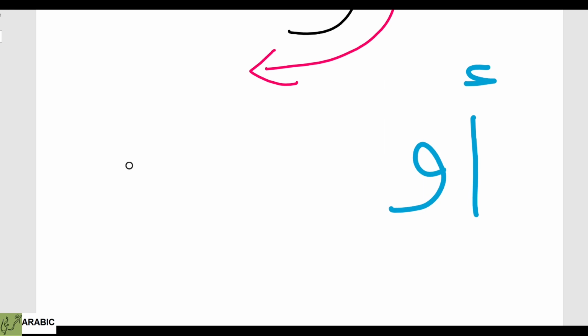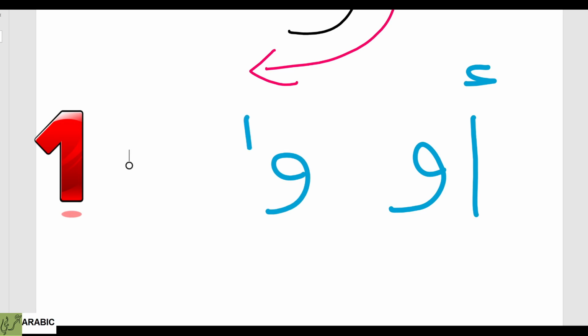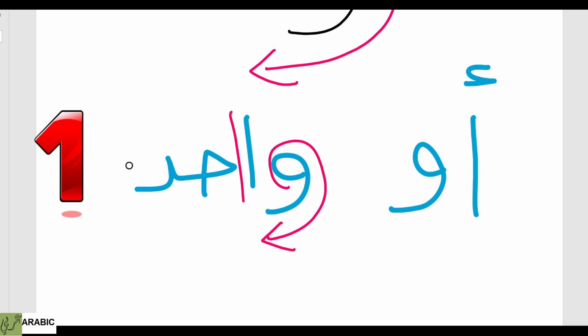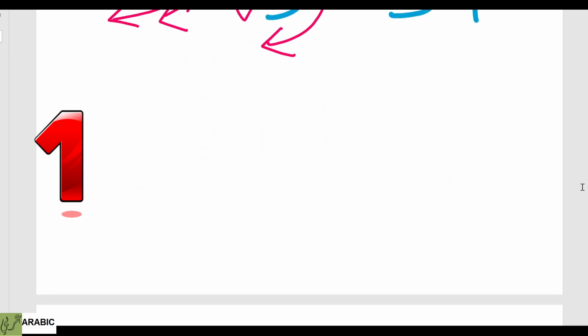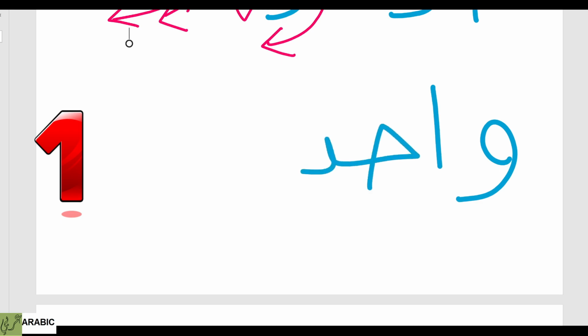Let's write the word واحد, one. واحد: waw, alif, ha, and then dal. I hope this is not too complicated. Let's try it one more time. Let's write واحد again. واحد, one.